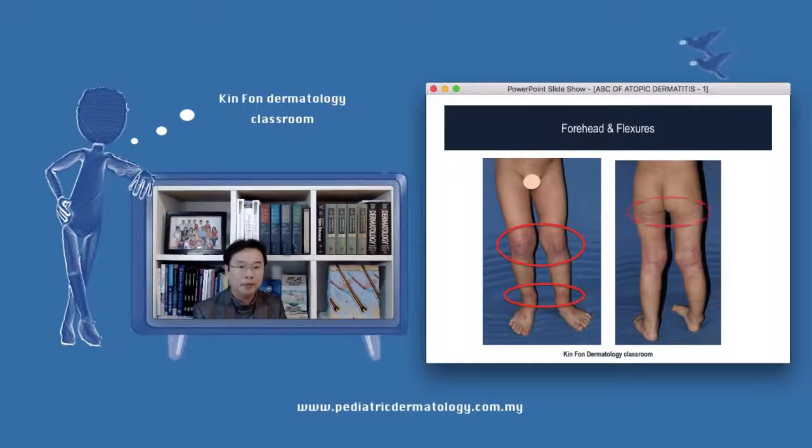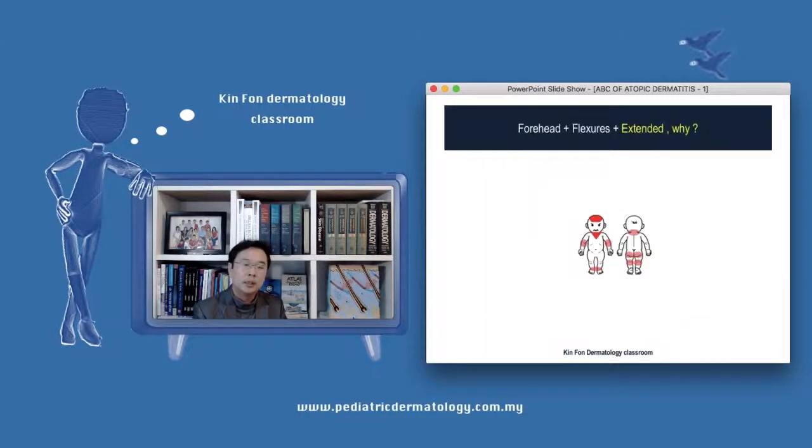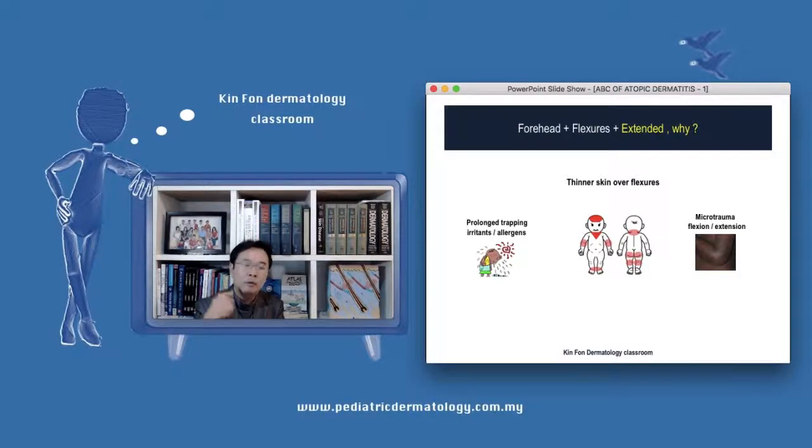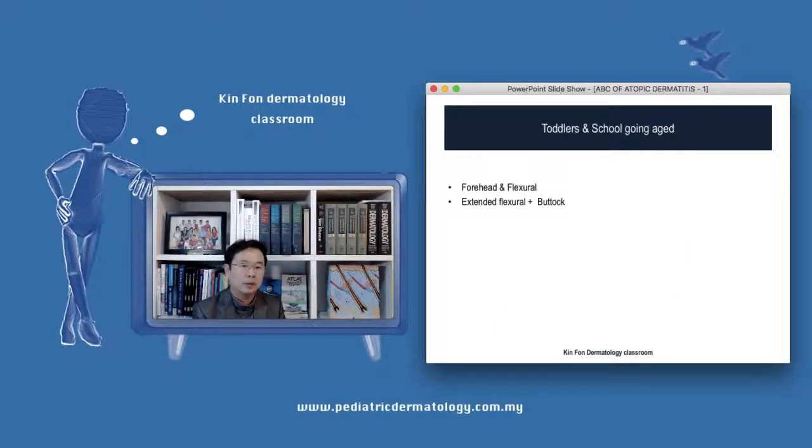Again, they are bilateral, symmetrical. Why do they have a strong predilection to the folded area? Because in the folded area, the skin is thinner, and they have a tendency to trap the irritants and allergens. At the same time, with frequent flexion and extension, this will create microtrauma over the folded area, and stretching activity together with altered skin pH, skin humidity, and skin function, they will end up with microbial dysbiosis.